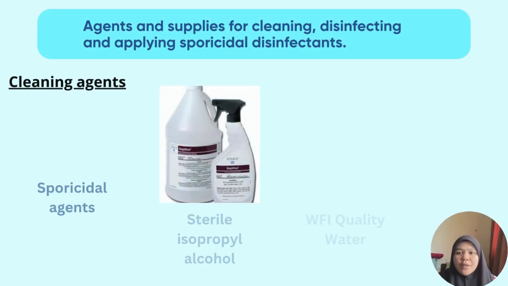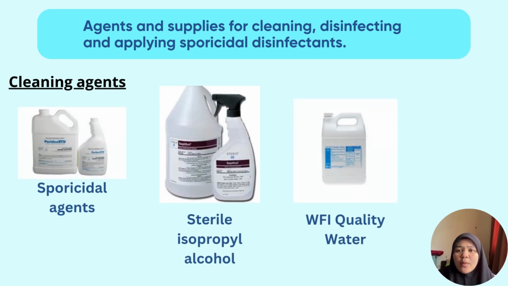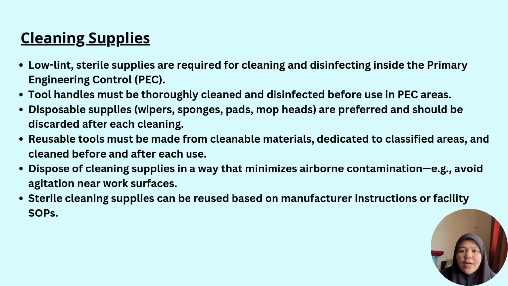In the production of prefilled syringes, we typically use a sporicidal agent to eliminate resistant bacterial spores and ensure microbial control. Sterile isopropyl alcohol (IPA) is a broad-spectrum disinfectant that acts quickly on surfaces and equipment, especially in aseptic zones. In addition, WFI, water for injection quality water, is used for diluting, rinsing, and residue removal, ensuring no contaminants compromise the sterile environment. Together, these agents form the foundation of an effective contamination control strategy within clean room and classified areas.